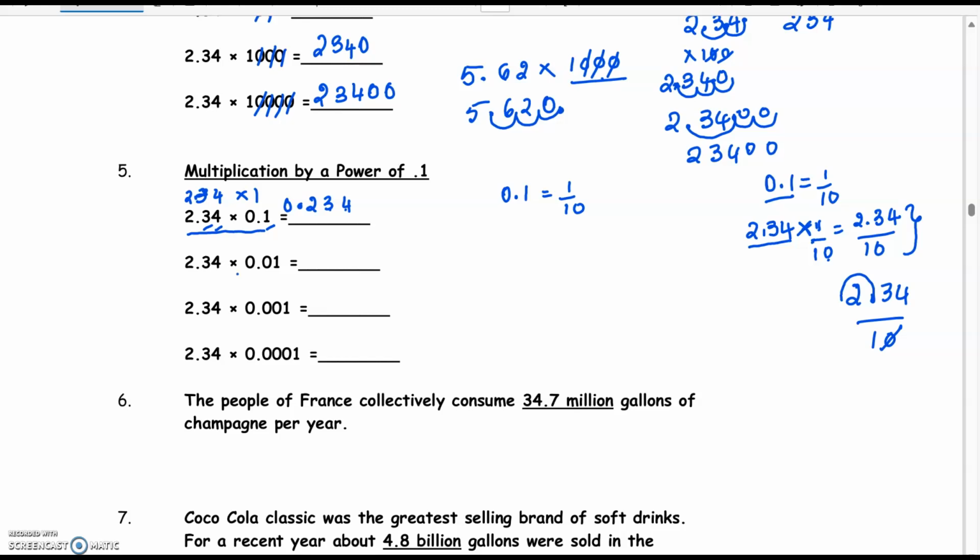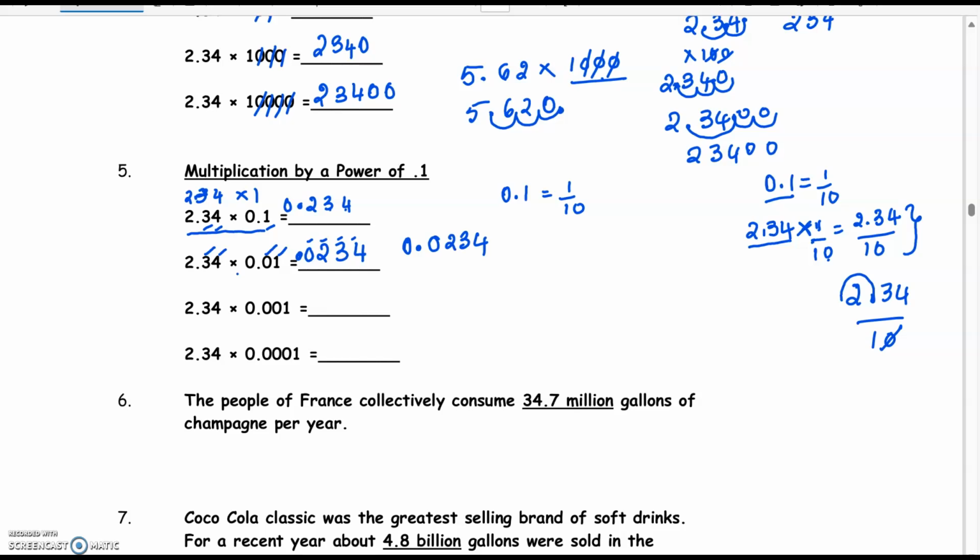Now 2.34 times 0.01 is 234 times 1, which is 234. But we need to make sure there are 4 decimal places. 1, 2, 3, 4. A total of 4. So I add a 0. So that's 1, 2, 3, 4. And I put a dot here. So it's 0.0234.